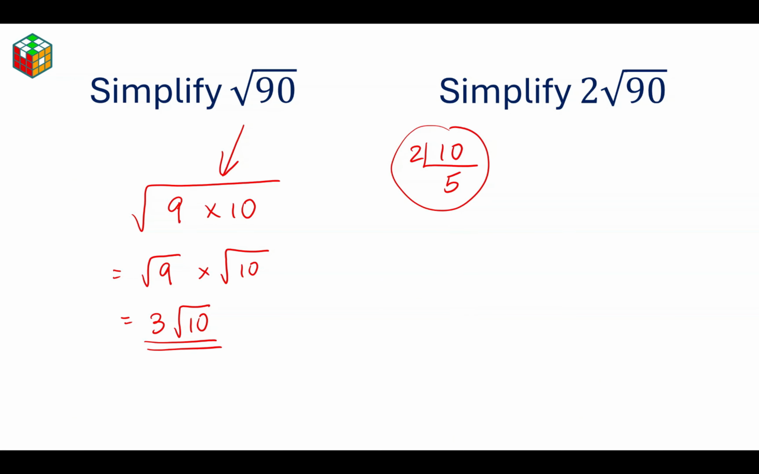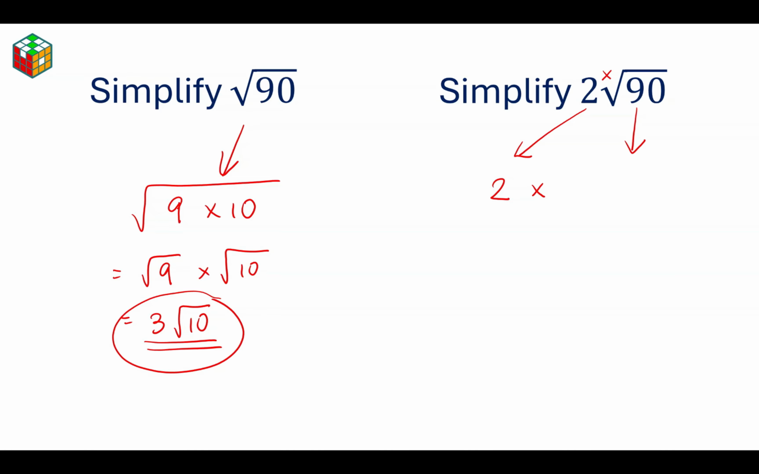However, what if we want to simplify 2 root 90? It's the same. The 2, you write it there first. That means times. And you know that root 90 is 3 root 10.